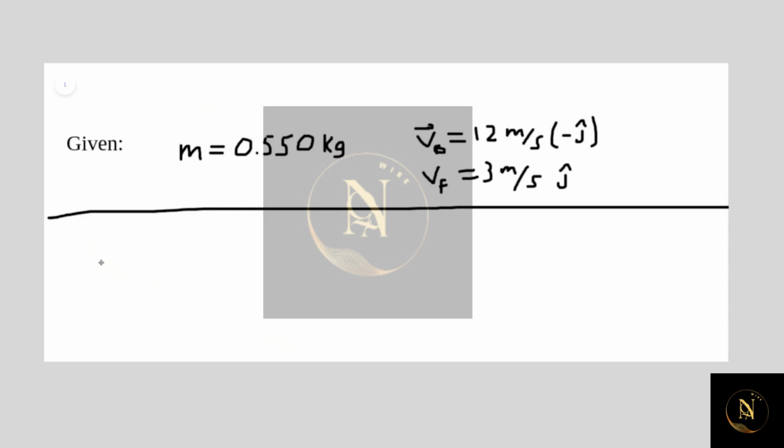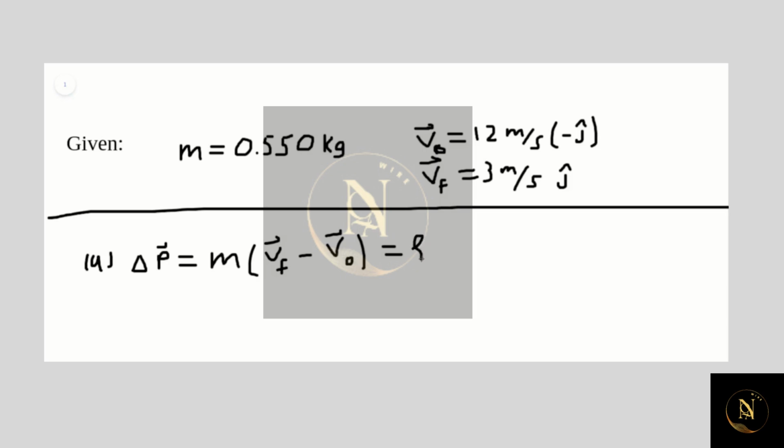So for part A, the change in momentum, delta P, is equal to the final momentum minus the initial momentum. Well, the mass is the same in both cases, so we'll pull that out front. So we're going to have the final velocity, V of F, which is a vector, minus the initial velocity, V of 0. And remember that V of 0 is in the negative j hat direction, so negative minus a negative becomes a positive there.